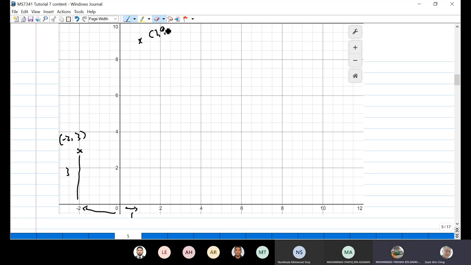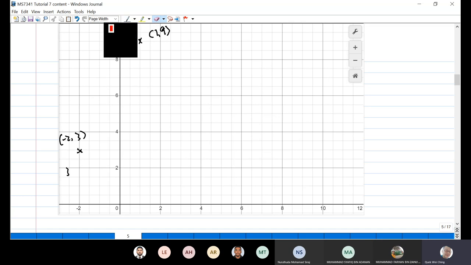1, 9. So actually go all the way to 9. So minus 2, 3, and 1, 9. So we got these 2 points. Then you can join these 2 points together. If you have a ruler, then you can join these two together.